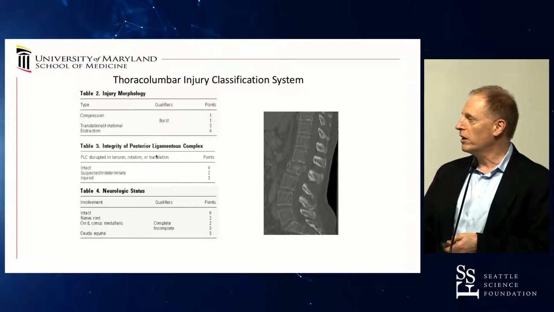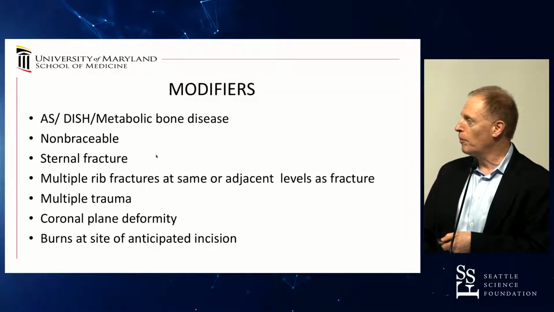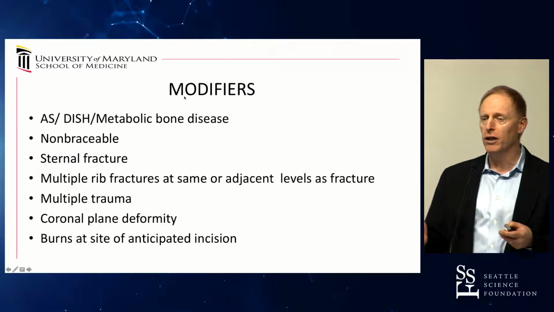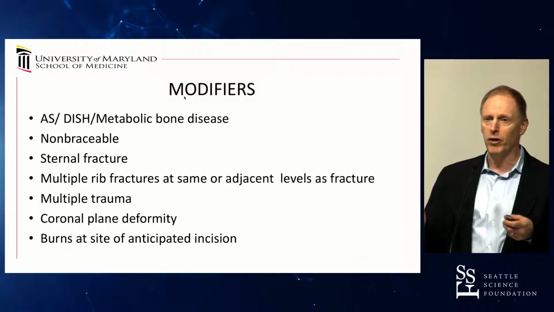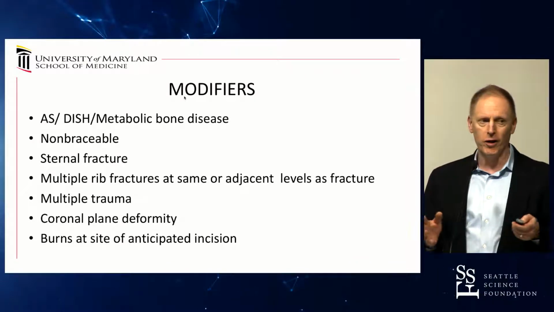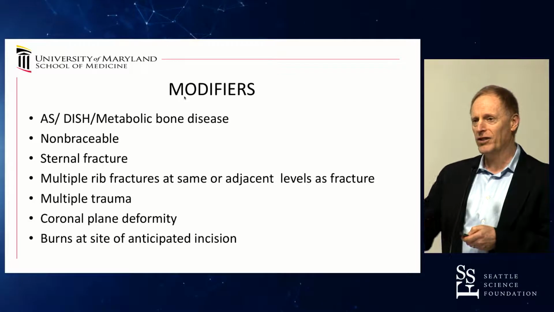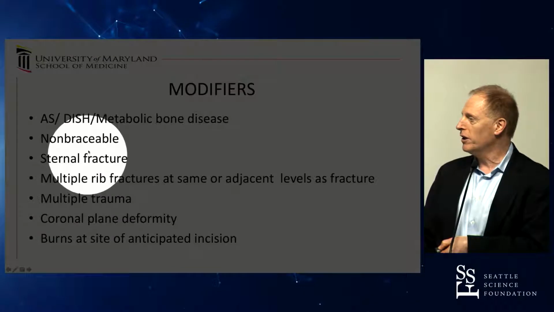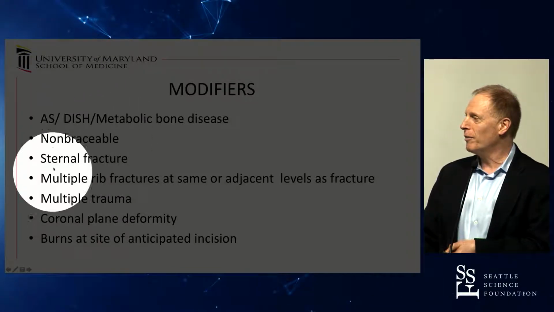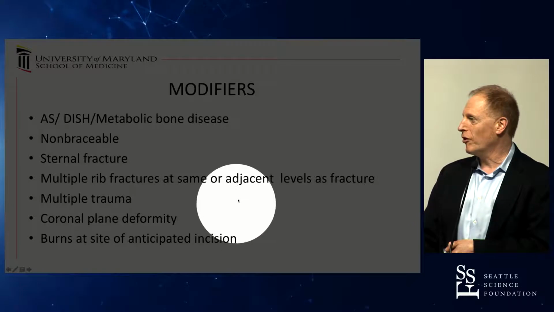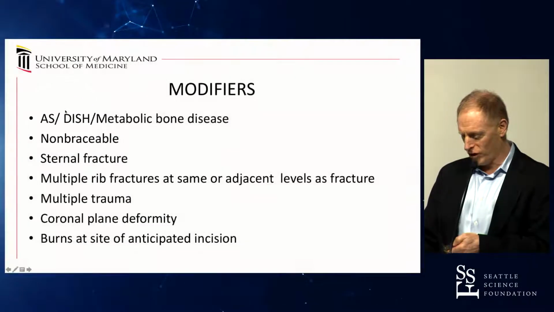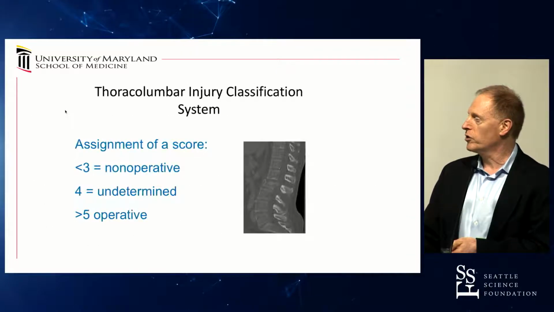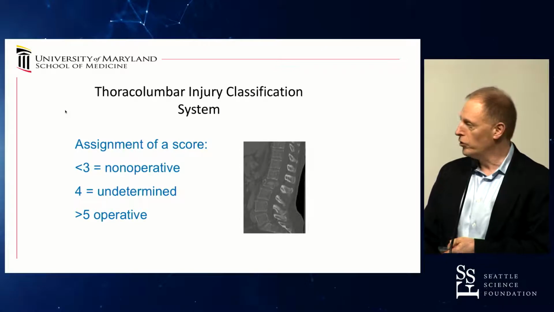And then they have this part of it where they say, well, you have these modifiers. So you can go through your point scale, but then if you have this or this or this, you may want to throw the points out and do what you think is right. So on some level, they kind of have this out for things like multiple trauma or coronal plane deformity, or sternal fracture. So the number that you end up getting can sometimes get thrown out with these modifiers, and I think that makes it a less useful classification system, certainly in terms of using it for research purposes.